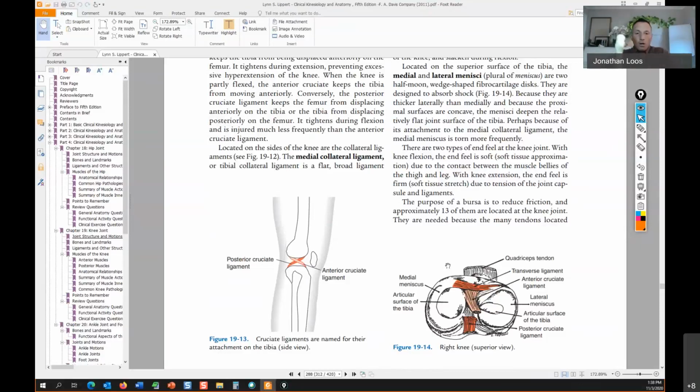So this whole arthrokinematics in the sagittal plane for roll and glide is mostly achieved by the ACL and PCL. ACL checking knee extension, knee flexion, and PCL checking knee extension in the closed chain. And then it's the reverse for the open chain.